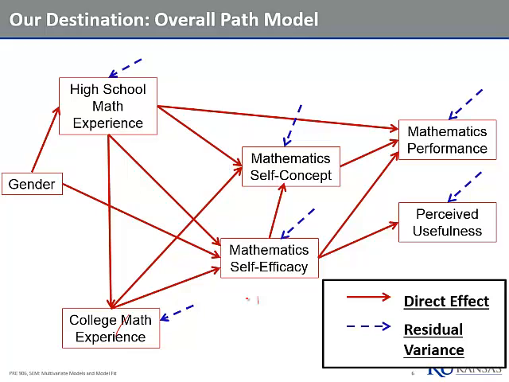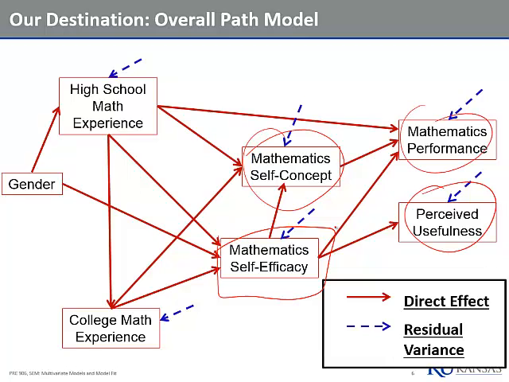Now, one thing that you might think is a little odd: math self-efficacy is both a dependent variable and an independent variable, right? It's predicting math self-concept, math performance, and perceived usefulness of mathematics. So it's doing a whole bunch of things, and that's fine. In the path analysis, you can build this. It's just a series of regression equations where some terms are dependent and some are independent. Gender is not dependent at all.